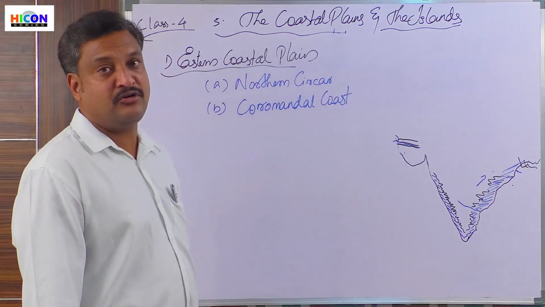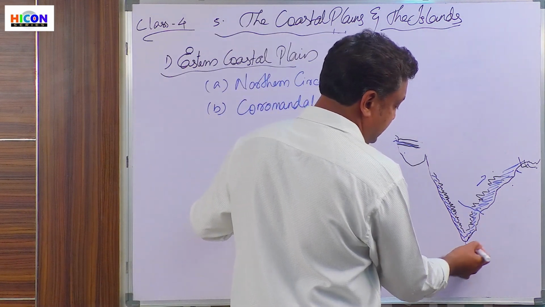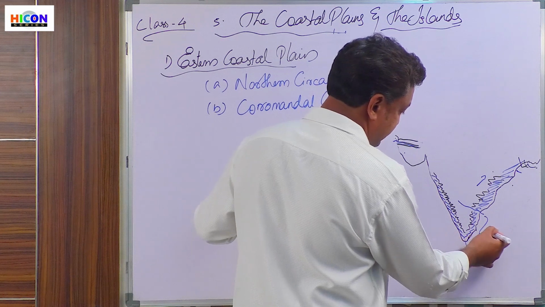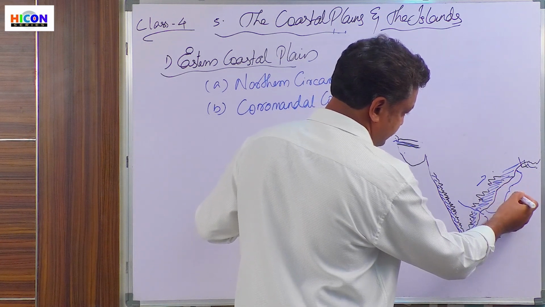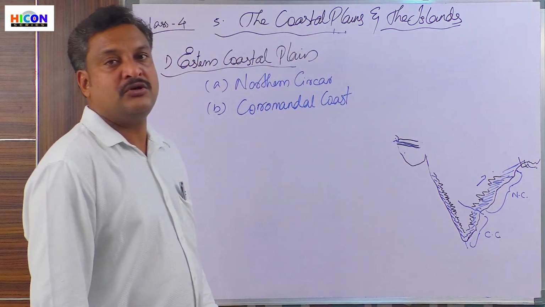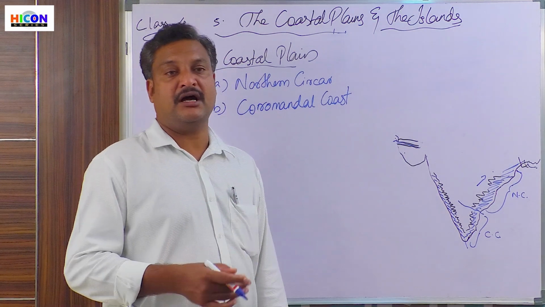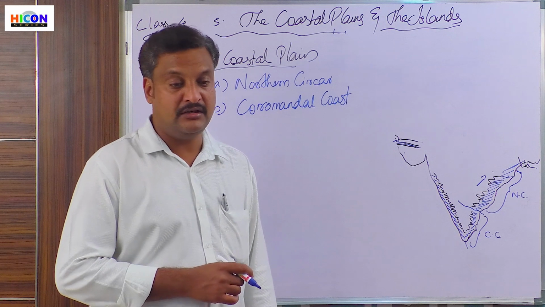So where do we have the Coromandel Coast? From river Krishna till Kanyakumari, this region is called the Coromandel Coast. This is called the northern circle. So to the south of river Krishna until Kanyakumari is what we have as the Coromandel Coast.